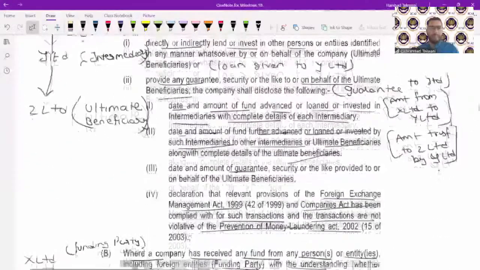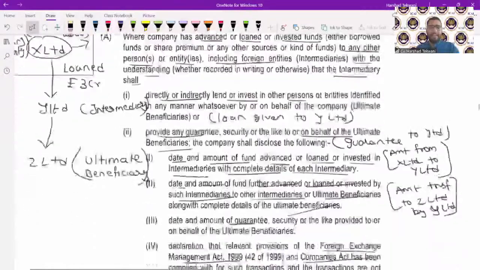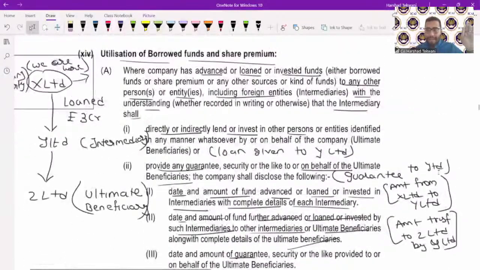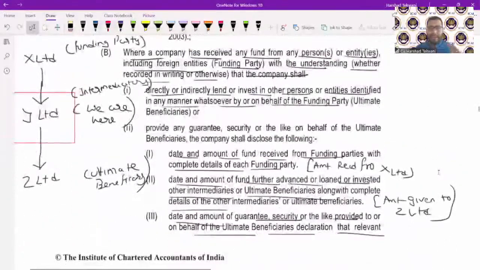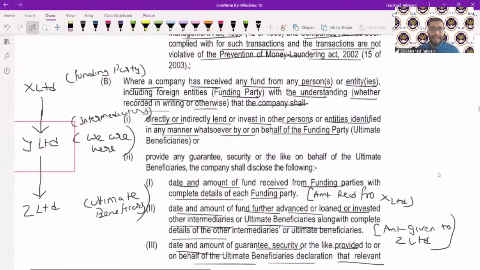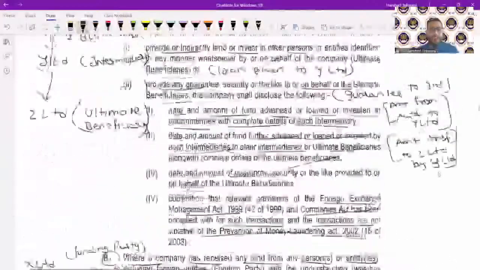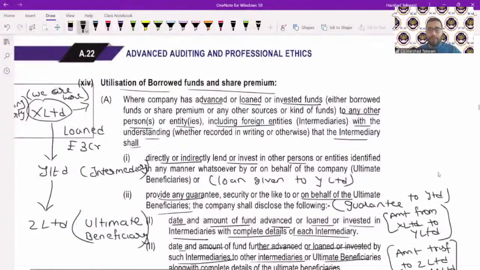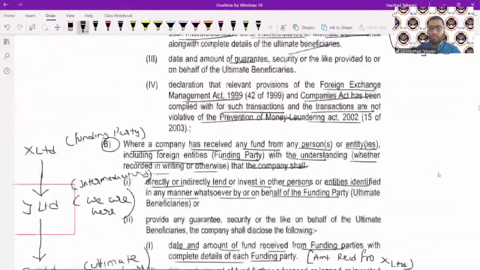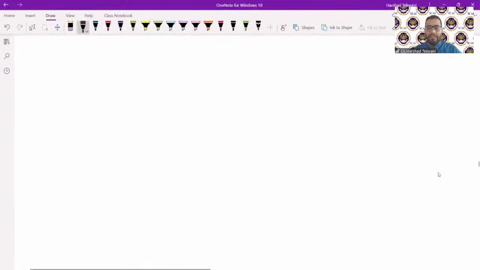Remember something we discussed in the last lecture? X Limited, Y Limited, Z Limited. We were now in the second clause. In clause B, we were the intermediary. In clause A, we were the funding party. We gave the loan of 3 crore, something we discussed in the last lecture. Same is there in division 2 also. If you have the clarity of division 1 on this point, then you have clarity of division 2 also. There is no change.